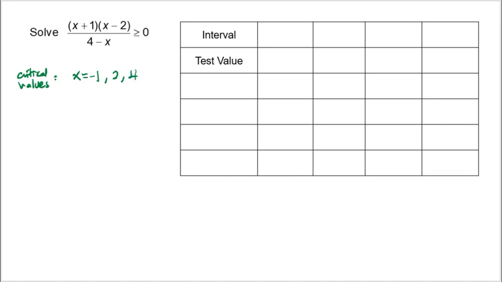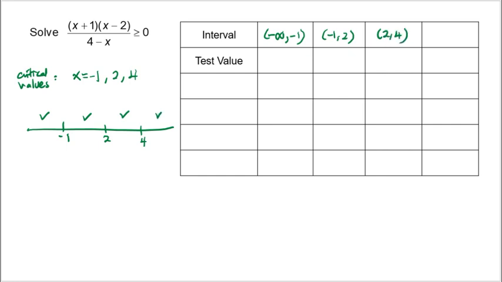So you actually have 4 regions here. Why? Because we have -1, 2, and 4. The first region is from -infinity until -1. The second is from -1 until 2. The third is from 2 until 4, and the last one is from 4 until infinity. Now you fill up with the factors, which are x plus 1, x minus 2, and 4 minus x.